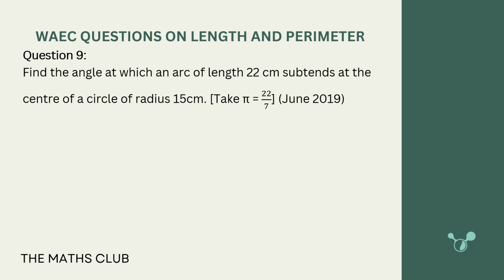Question 9 says find the angle that an arc of length 22 centimeter subtends at the center of a circle of radius 15 centimeter. Take pi to be 22 over 7. This is another question that you can pause and solve by yourself. I'm sure you'll be able to get it.